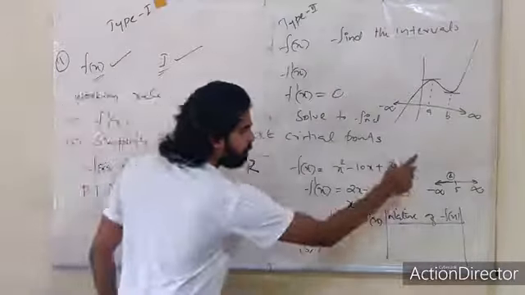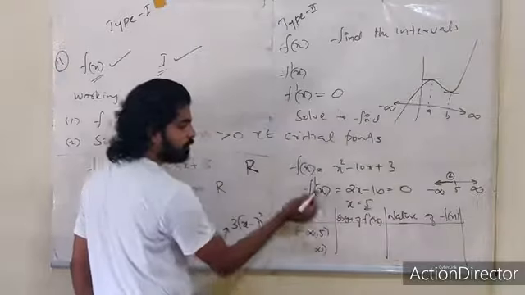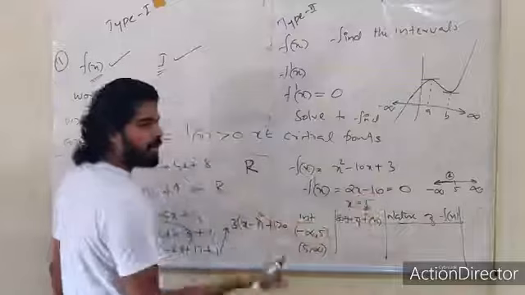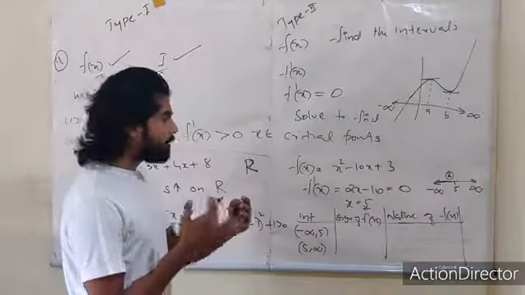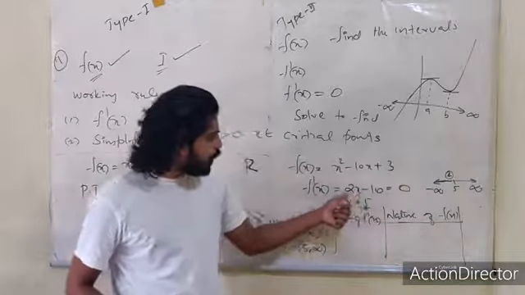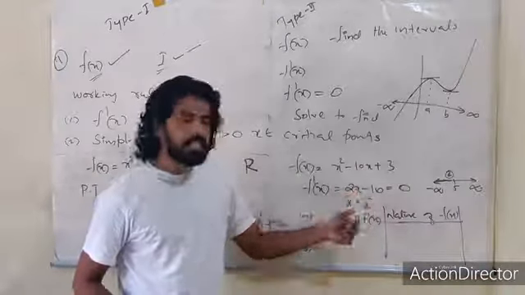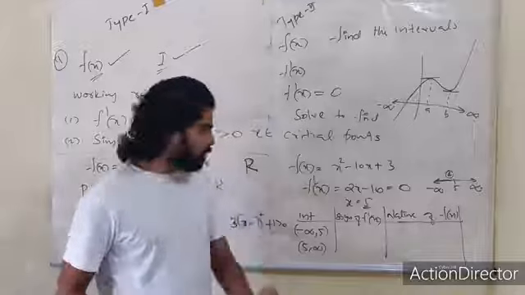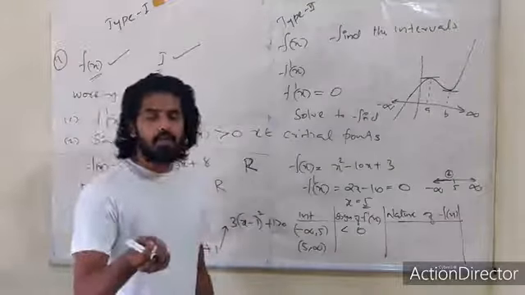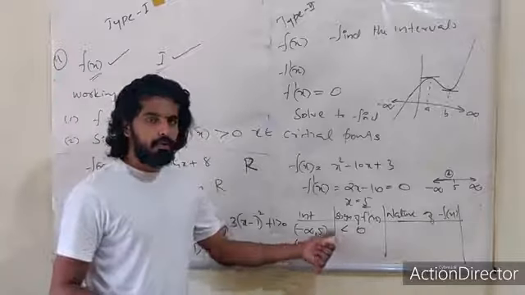So I am substituting 4 in the derivative in order to check whether the function is increasing or decreasing. If we substitute 4 here, 2 into 4 is 8, 8 minus 10 is negative 2. So the sign is less than 0, it's negative. We only have to check the sign.